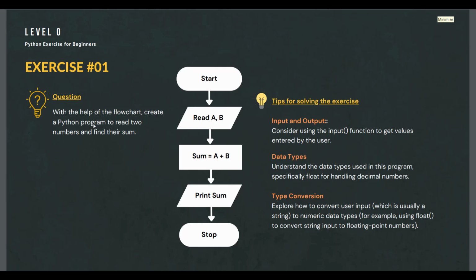João here. So today we are going to start solving some Python programs for beginners. The first question that we have is this one: with the help of the flowchart, create a Python program to read two numbers and find their sum. So here we have one flowchart that can help us create this same program that allows us to read two numbers and find their sum.